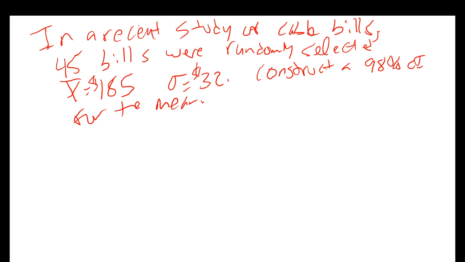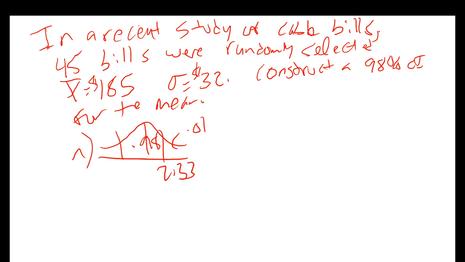Here we go. Construct a 98% confidence interval. You don't need parentheses for this one. So, part A is draw a picture. This area is 0.98. This area is 0.01. That makes this value 2.33. That was the option you want. Okay. Part B.